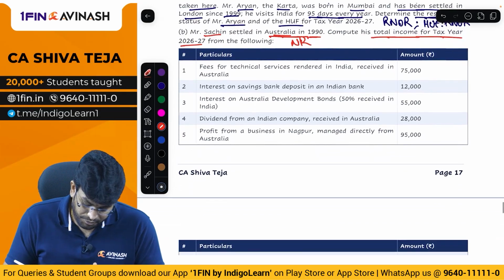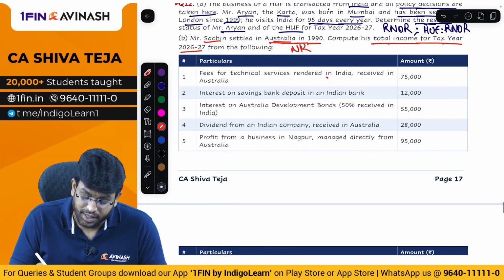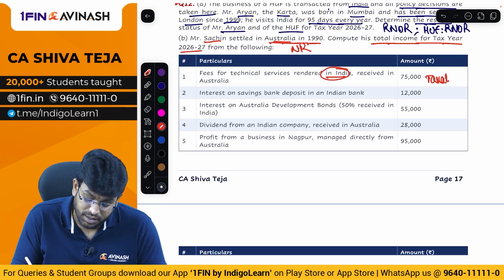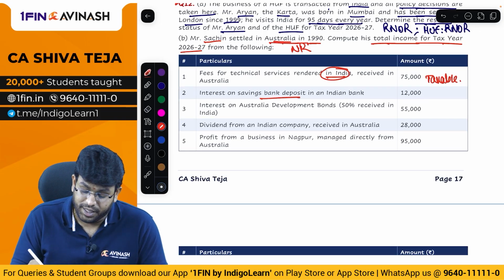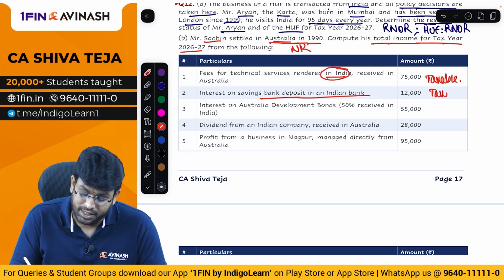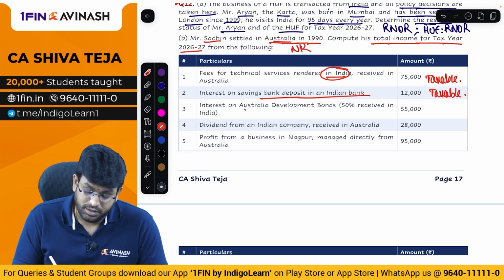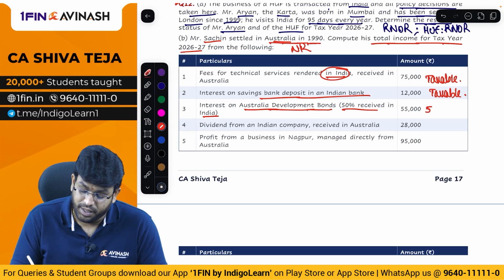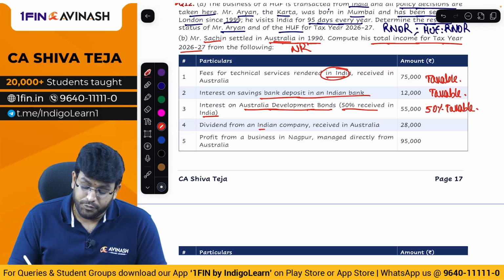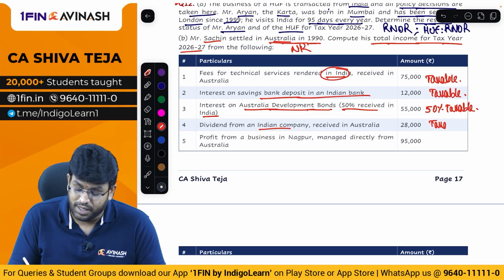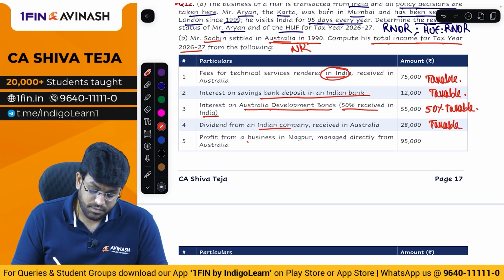See here. Fees for technical service rendered in India, which will definitely become taxable. Interest on savings bank deposit in Indian bank, that is also taxable. Interest on Australia development bonds, 50% received in India. So 50% is only taxable. Dividend from Indian company, it is always regarded as Indian income.